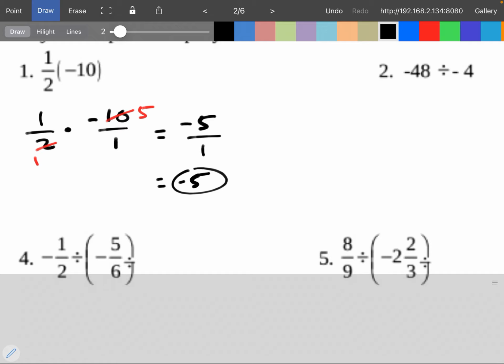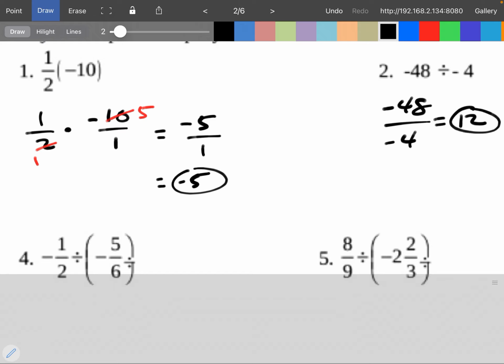But either way it'll work. Number 2 there, I would probably write that as -48 over -4. So is that answer going to be positive or negative? Yeah, it's going to be positive. If you divide 2 negatives, you get a positive. And then what's 48 divided by 4? 12. Good.